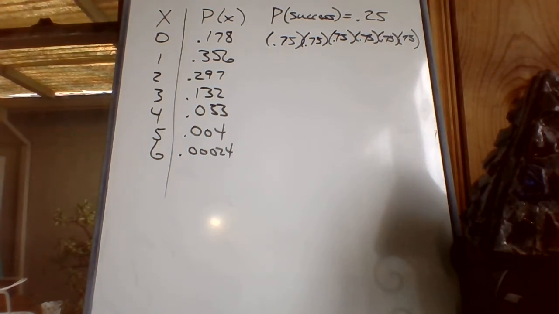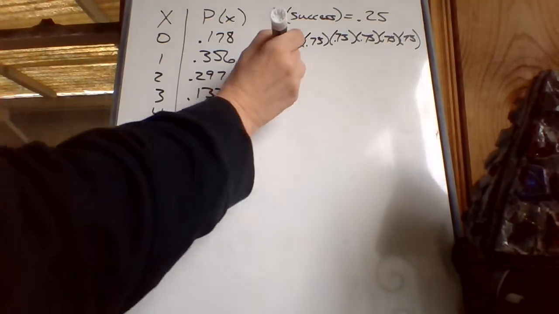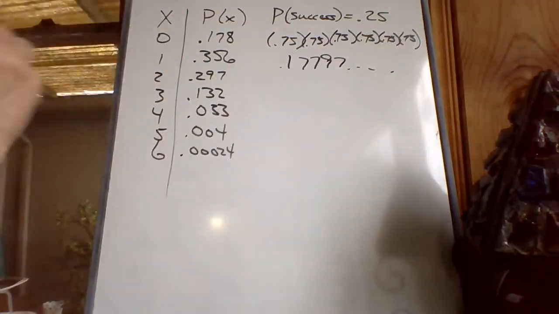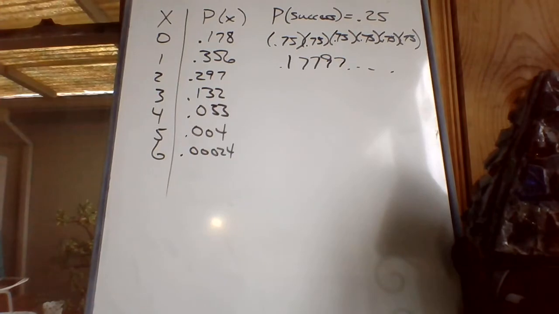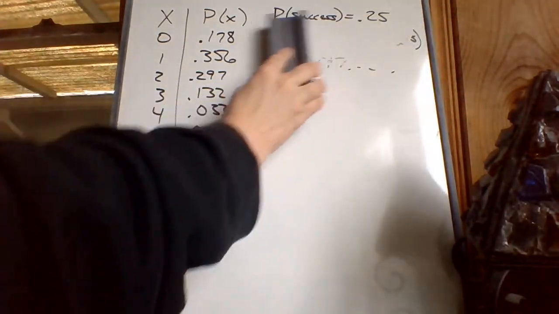And you can multiply all these together because they are independent of each other, so the multiplication rule would apply. So 0.75 to the 6th power is 0.17797 something. Okay, that's where 0.178 actually came from. All right, good, I got one number.